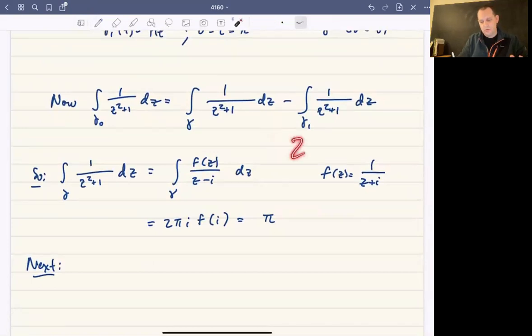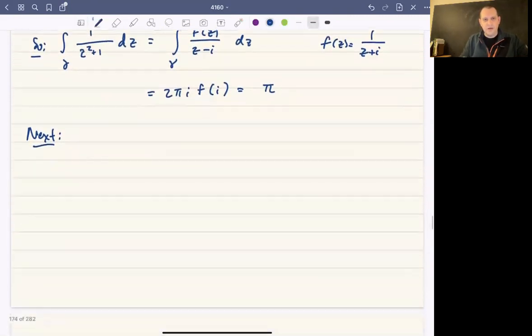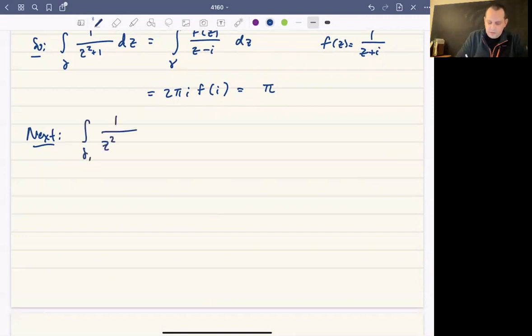Okay, so next what we're going to do is evaluate the integral over gamma 1 of 1 over z squared plus 1 dz. Because this is such a nice integral, it turns out that you can just write out what this integral is, find the antiderivative, and everything is fine. You don't have to work too hard.